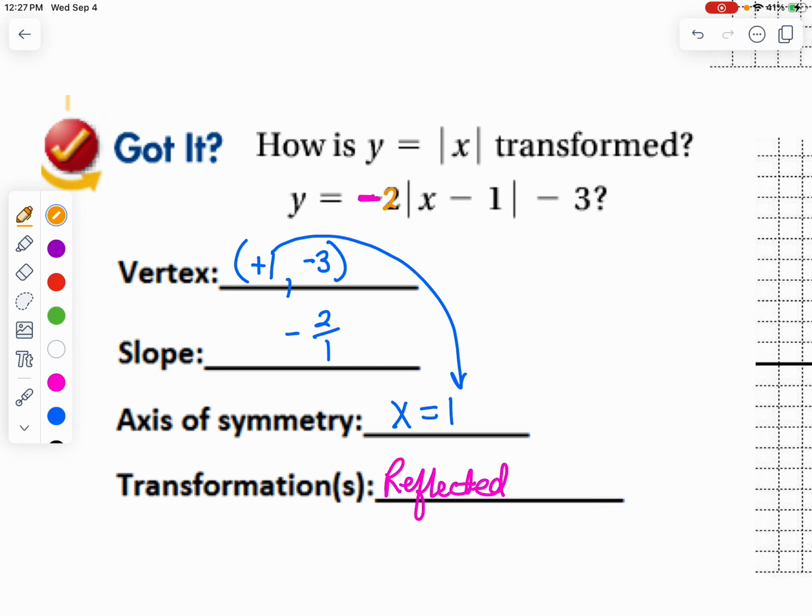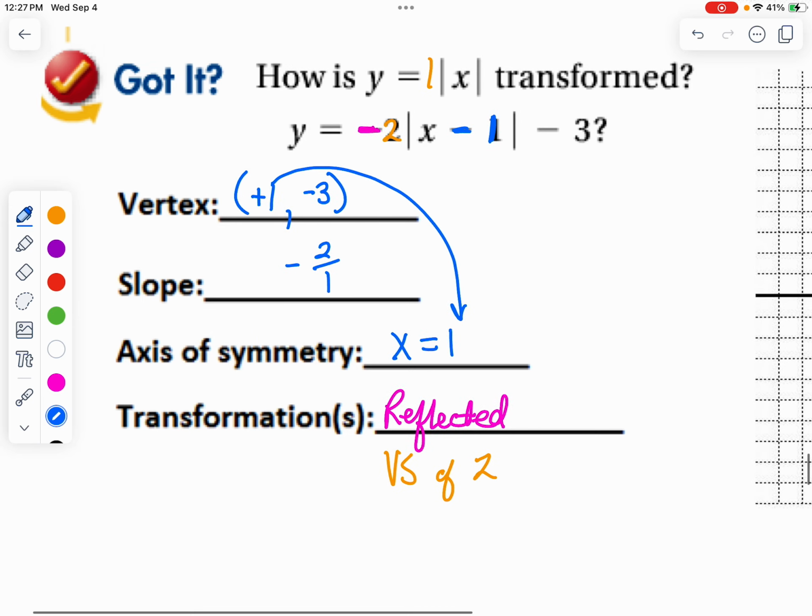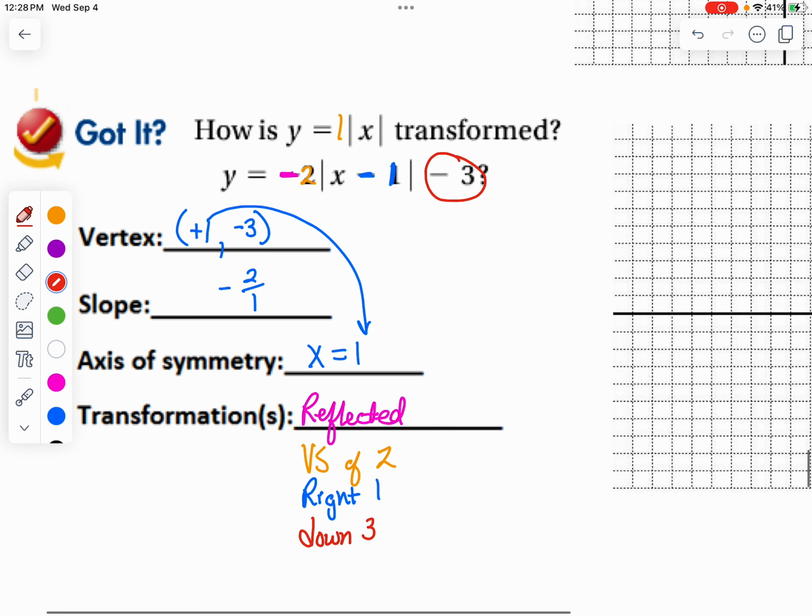The 2 in the front, because it used to be a 1 in the front, is a vertical stretch by a factor of 2. Some kids do get that mistaken. They think they put the negative with the 2, whereas remember, the negative is just a reflection. The -1 on the inside, minus on the inside is right, that many units. And last, the -3 in the back is a down 3. And we should see all of that happen once we graph it.